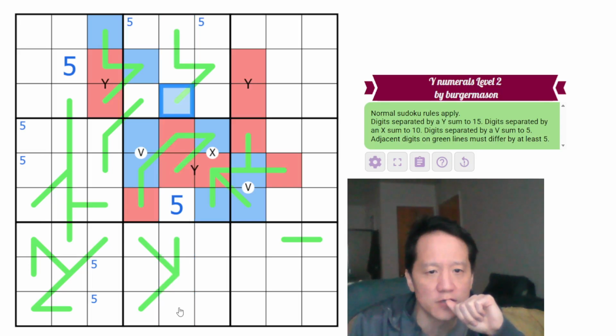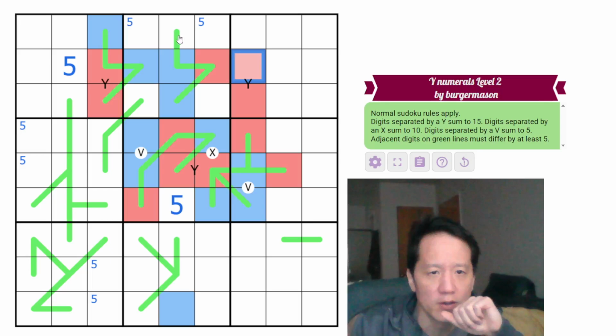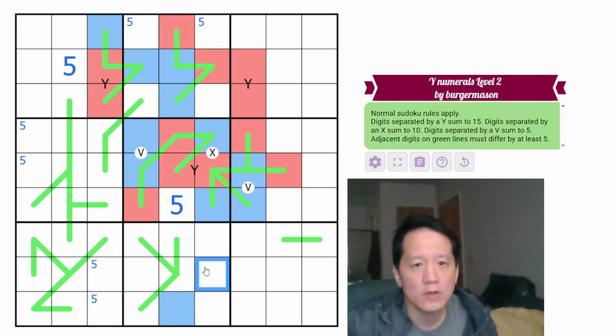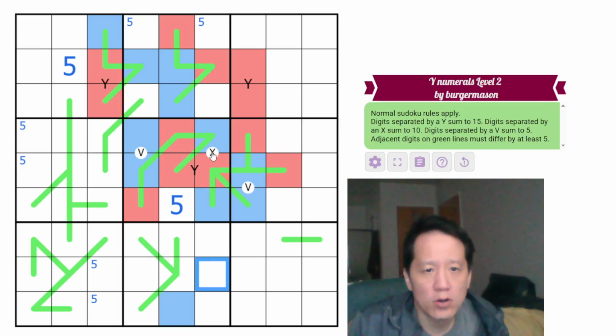So this must be low, this must be low. This low means this has to be a high, which makes this a low, which makes this a high. Because again, it alternates between low and high. And therefore this is high. Now, what else do we have?